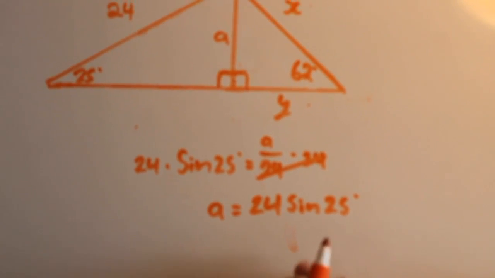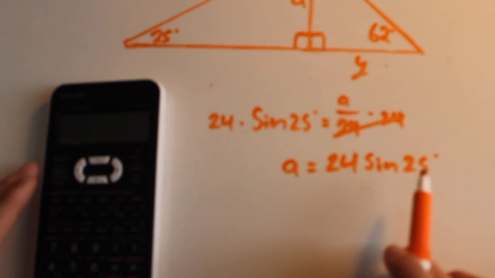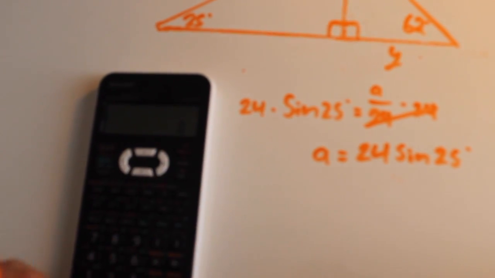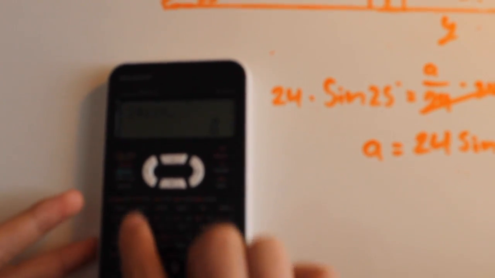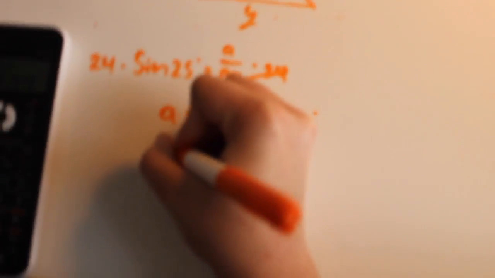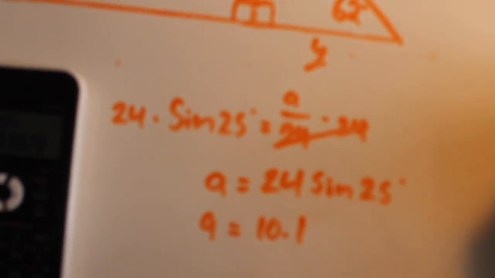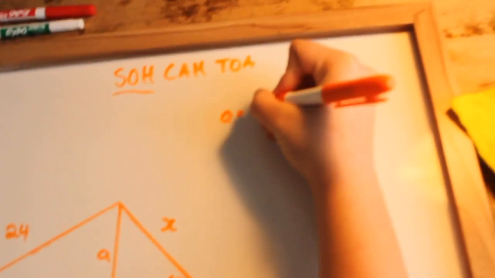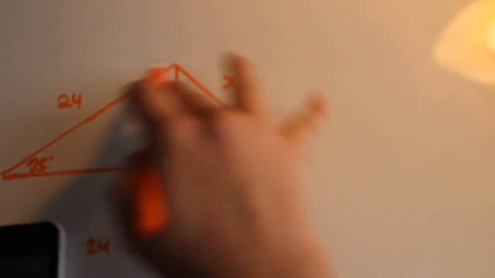25 degrees. I'm going to get A to the nearest tenth, so I'm going to type this into my calculator: 24 sine 25 is equal to 10.14. So I'm going to just say A is equal to 10.1. And I'm going to leave this on the side so it doesn't clog up my diagram.